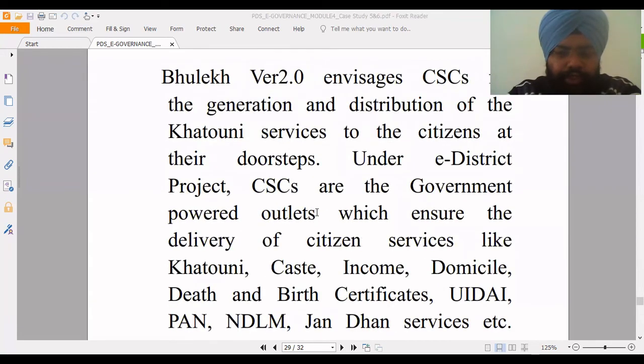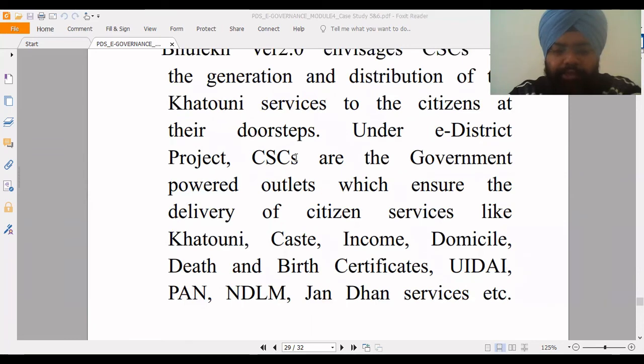Now, Bhulekh version 2.0 envisages CSC for the generation and distribution of the Khatauni services to the citizens at their doorsteps. Under the e-district project, CSCs are the government-powered outlets which ensure the delivery of citizen services like Khatauni, caste, income, domicile, death and birth certificates, UIDAI, PAN, NDLM, Jan Dhan services, etc.